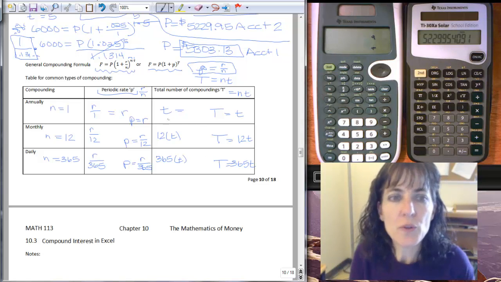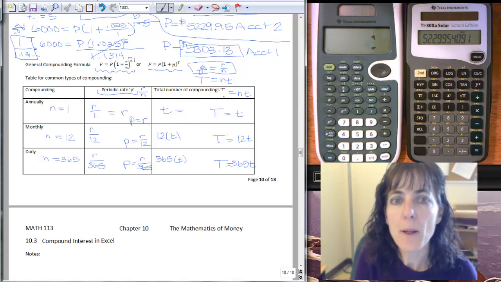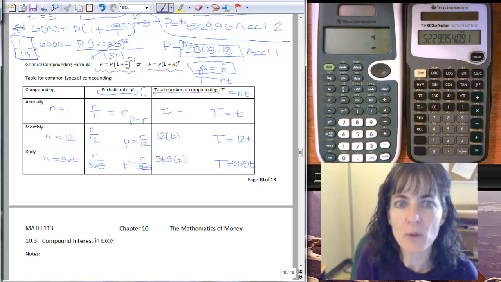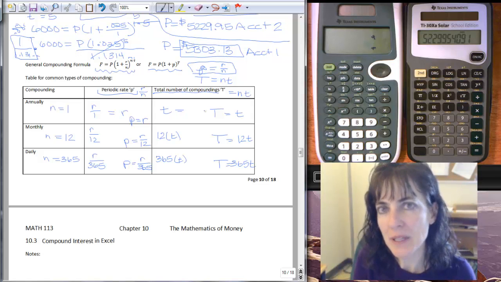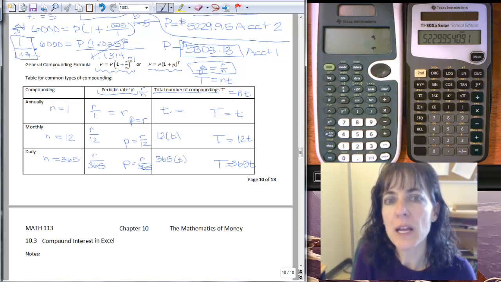Okay, so I show you this so that when you see it in one form or the other, it doesn't confuse you. So I'm hoping that you can notice the total number of compoundings, or the total number of payments that you're going to make, or the total number of deposits, or whatever, is represented by the NT. So sometimes you'll see it one way and sometimes the other.